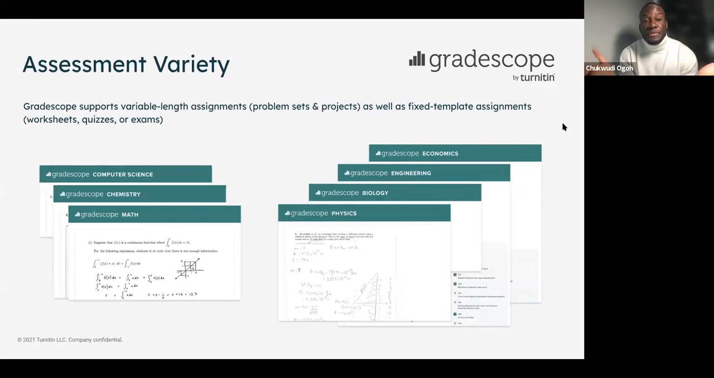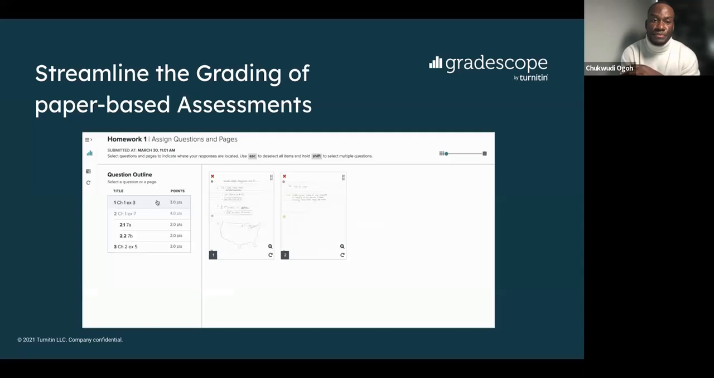What are the different types of assessment Gradescope supports? Currently it supports variable length assignments, which will be your problem sets or your projects, as well as fixed templated assignments like your regular exams and your quizzes that you do in a paper format as well. And this diagram gives you a visual of the different assignment types Gradescope currently supports, but we're also seeing that different universities or institutions are using Gradescope for different courses as well.